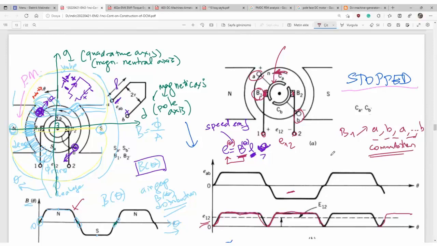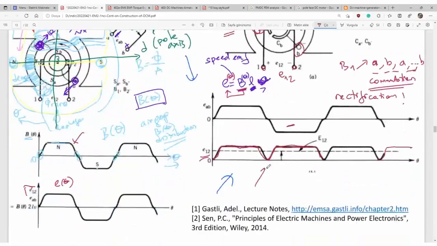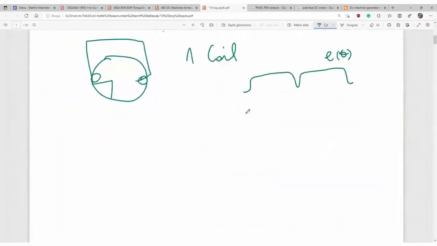process. These B1 brushes always touch the coil side under the N pole. They always collect electromotive forces under the N pole. So it makes rectification. Rectification. So the resultant waveform will be like this. Okay, gentlemen, take care.